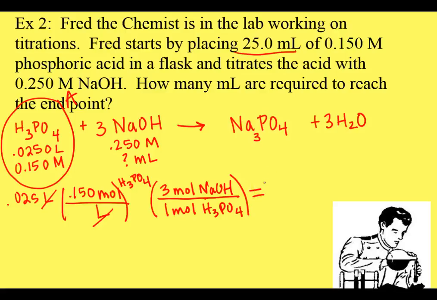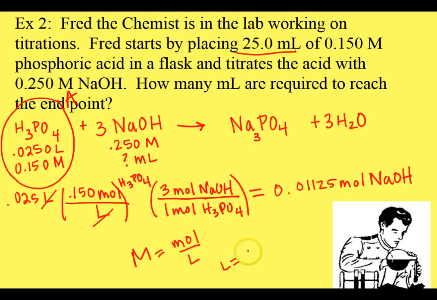If I perform that part of the calculation, I'll get 0.01125 moles of NaOH. I have been asked to find milliliters. Now remember, molarity is moles over liters. If I rearrange, liters is moles divided by molarity. I already have moles, so I need to divide by molarity.